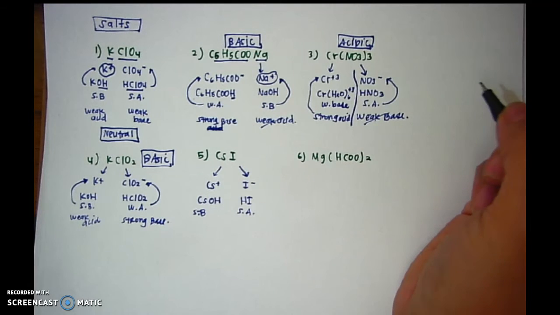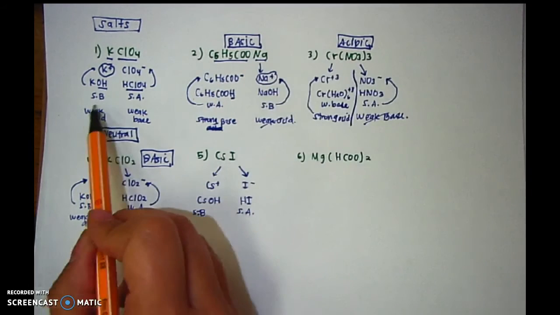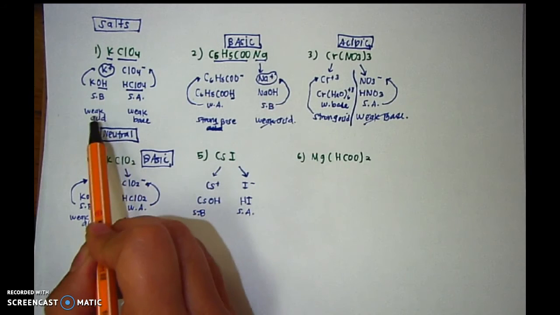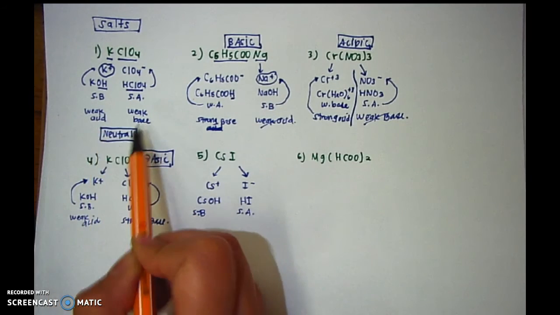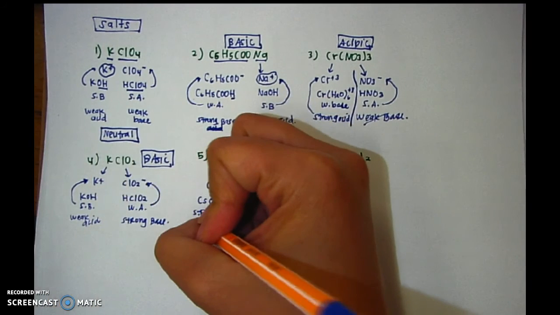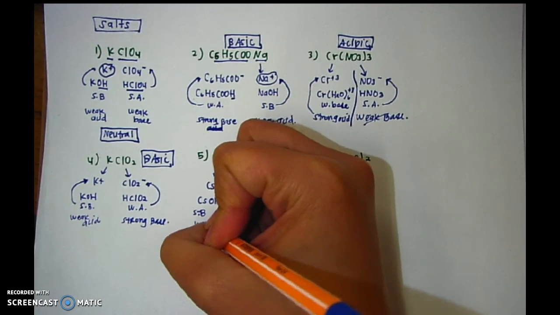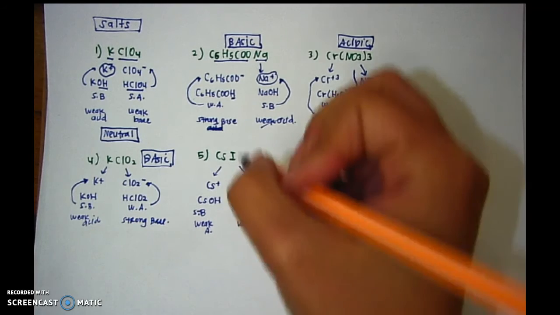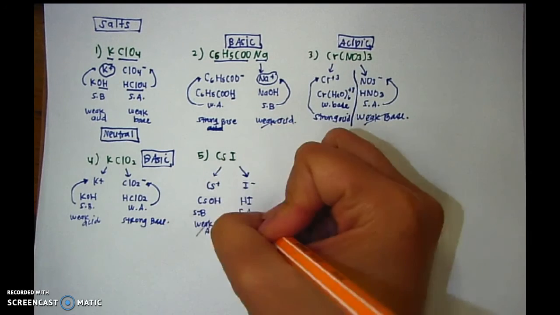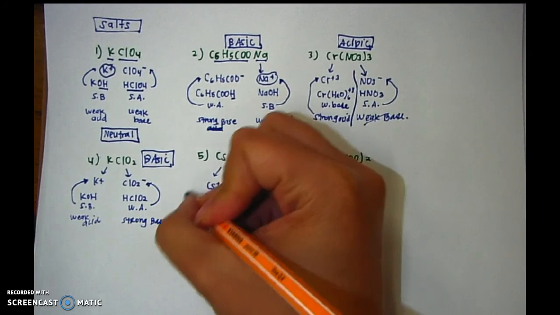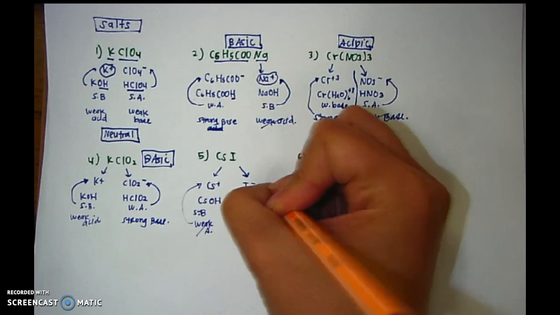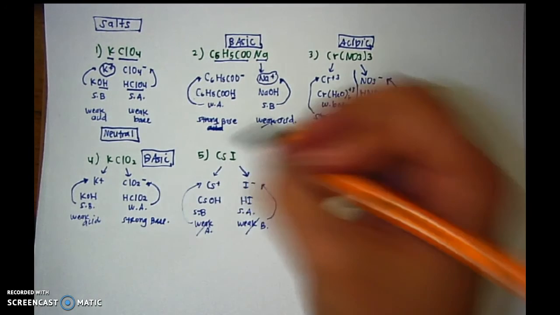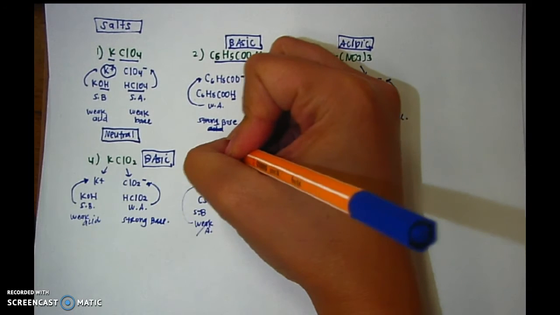And if you have strong acids and strong bases, what we did up here, their conjugates are going to be weak and weak. So there's going to be no reaction in the water. So this is going to be a weak conjugate acid, and you have a weak conjugate base. Basically these guys here, your cesium plus and your iodine negative, they're not going to do anything with the water. So we end up just getting a neutral reaction.